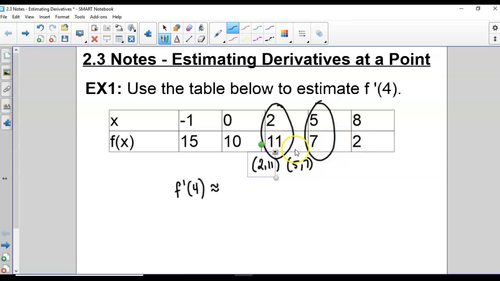So if we're going to find the slope through those points, we're just going to do 11 minus 7 over 2 minus 5. So we'll get 4 over negative 3. So we could just say that f prime of 4 is about negative 4/3.